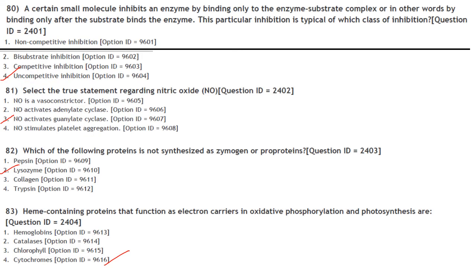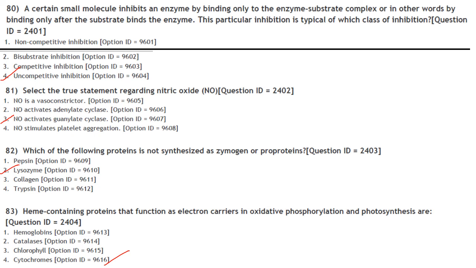Next question. A certain molecule inhibits an enzyme by binding only to the enzyme substrate complex, or in other words, binding only after the substrate binds the enzyme. This particular inhibition is typical of which class of inhibition? So it is uncompetitive inhibition, where the inhibitor binds only to the enzyme substrate complex, or binding only after the substrate binds to the enzyme. So it is uncompetitive inhibition.